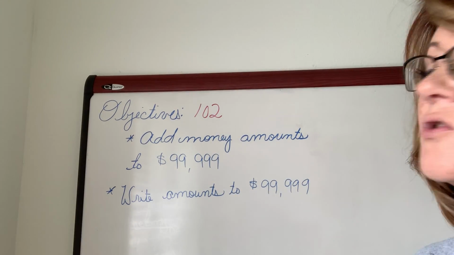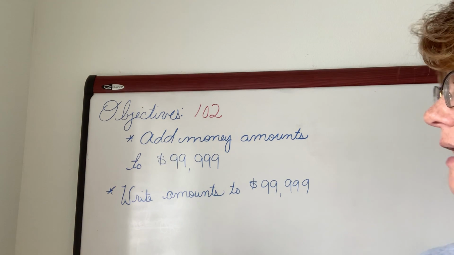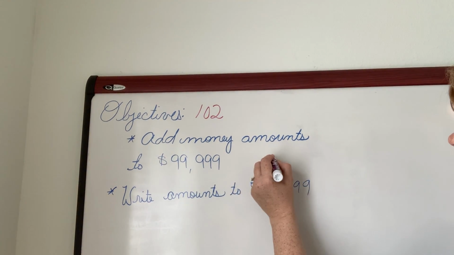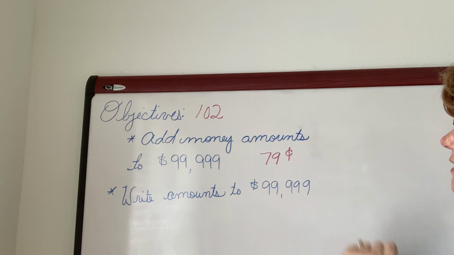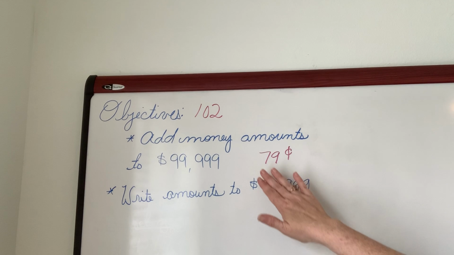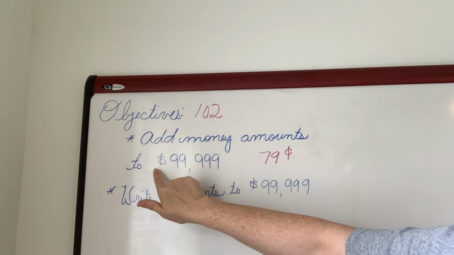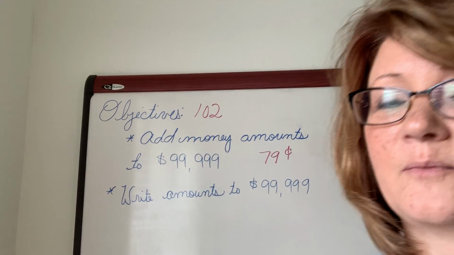Add money amounts to $99,999. And I have my dollar sign first, okay? And if I was to write 79 cents, I would put my cents sign afterwards. Only when I write cents does the cents sign come last. When I write dollar amounts, the dollar sign comes first. And then we're going to practice writing amounts in the form of checks.